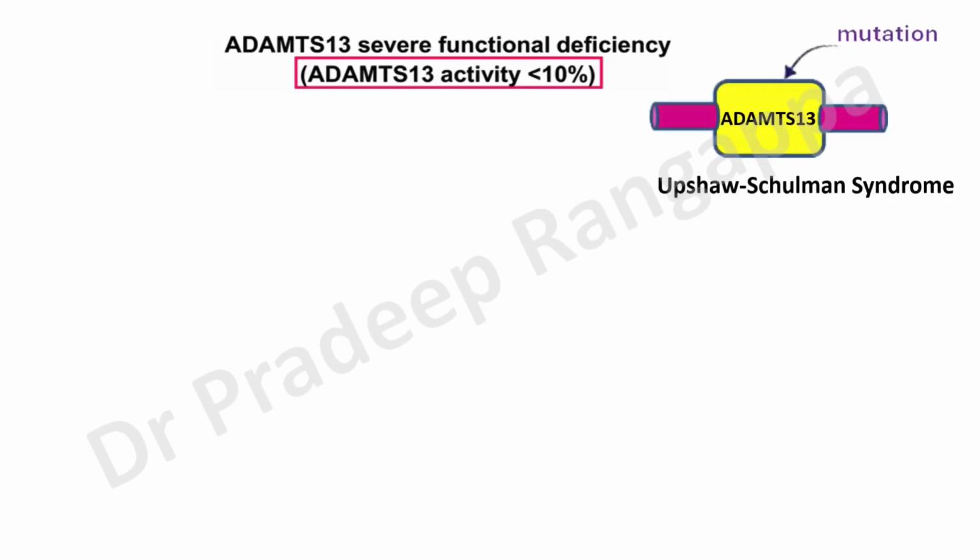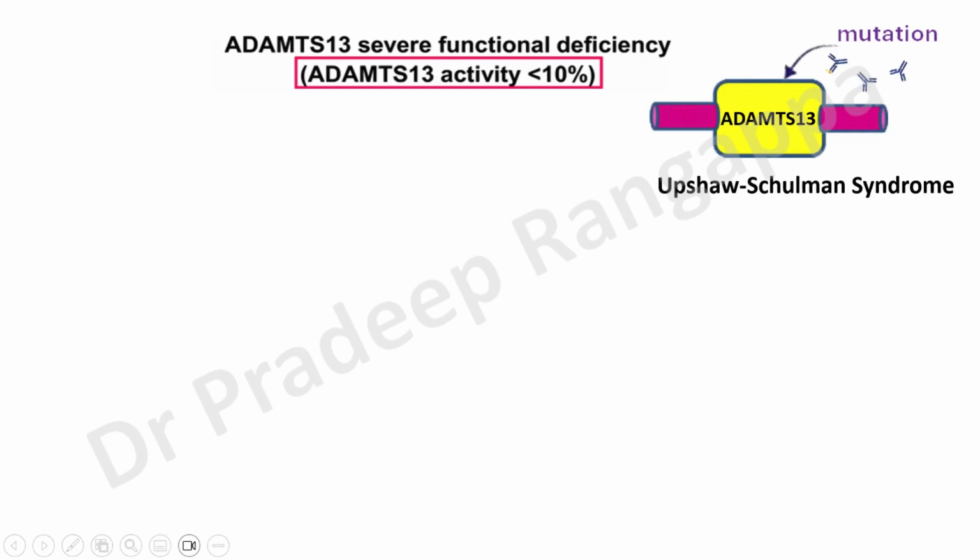This happens due to a mutation in the ADAMTS13 gene. So this is a genetic representation where there is a mutation in the gene, and it can happen as a congenital deficiency of ADAMTS13 due to genetic mutations. It is called Upshaw-Schulman syndrome.